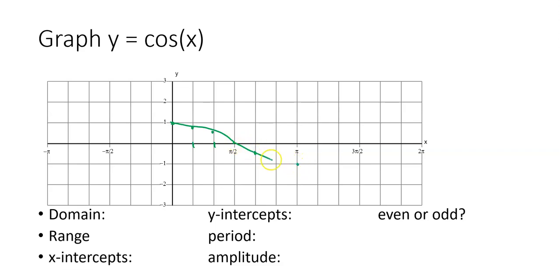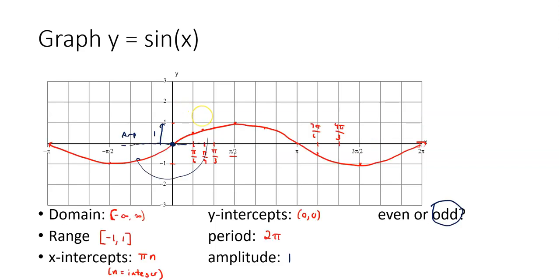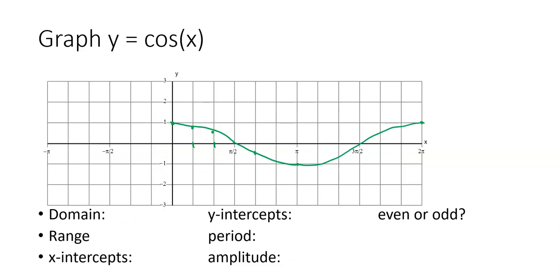All right, you can plot some more points here. I kind of know where we're going with this. So by the time it gets to 3 pi over 2, it's going to be back up to 0. And then by 2 pi, it's going to be back up to 1. So here is one cycle of the cosine graph. Notice that this one looks a little different than sine, right? There was sine, there's cosine.